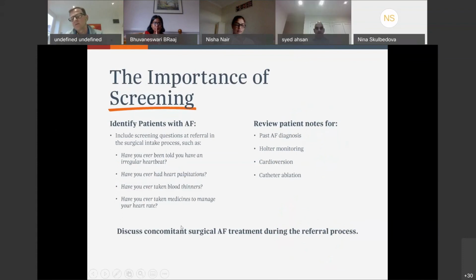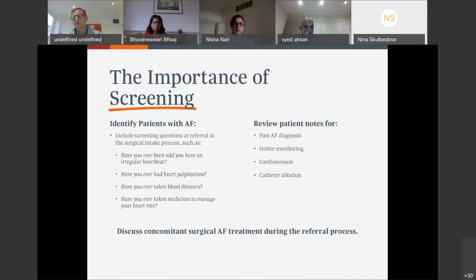So this comes to the point really, and I think this has been addressed a little bit before, in that we really need to start screening patients, particularly patients who are coming for cardiothoracic surgery and could have a concomitant ablation at the same time if they're a valve or a graft patient. You think, well, screening, maybe that's quite a headache. Maybe I've got quite a lot to do there. Well, actually, you can just ask them some very simple questions. Have you ever been told you had an irregular heartbeat? Do you have heart palpitations? Have you ever taken blood thinners before? Or do you take any medications to manage your heart rate?